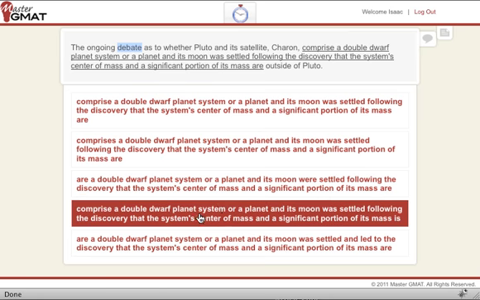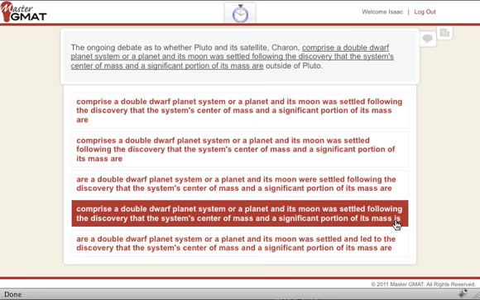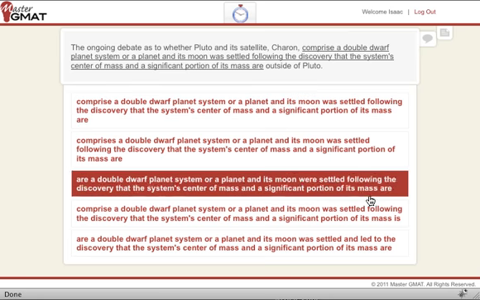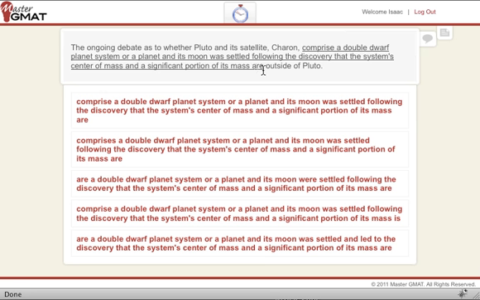Let's look at D. D says comprise, that's okay, etc., etc., everything's the same. Was settled is okay, just like in the original. It's the debate that was settled, right? Remember the word debate over here. Was settled, but over here, check out the is versus the are. Now, what is outside of Pluto versus what are outside of Pluto? Well, over here, again, we have another little trick, and it's the center of mass and a significant portion of its mass. Okay, so we have a plural subject made of singular nouns. We can see that through our little stop sign over here.